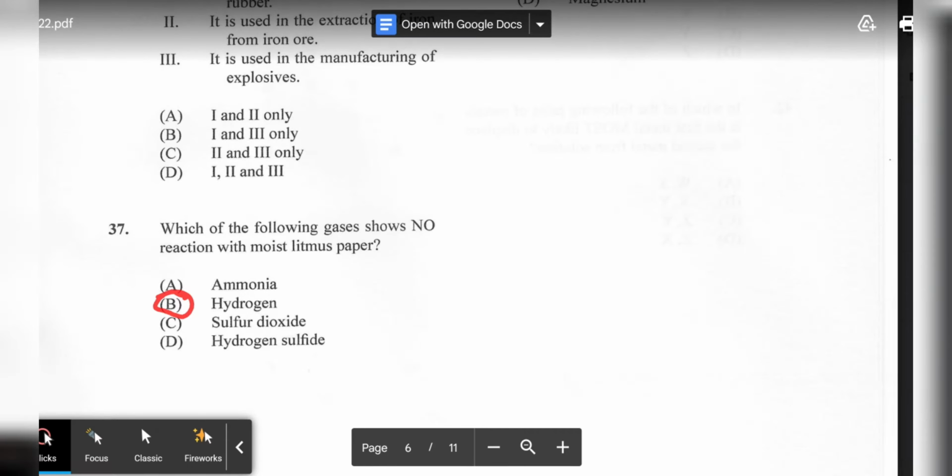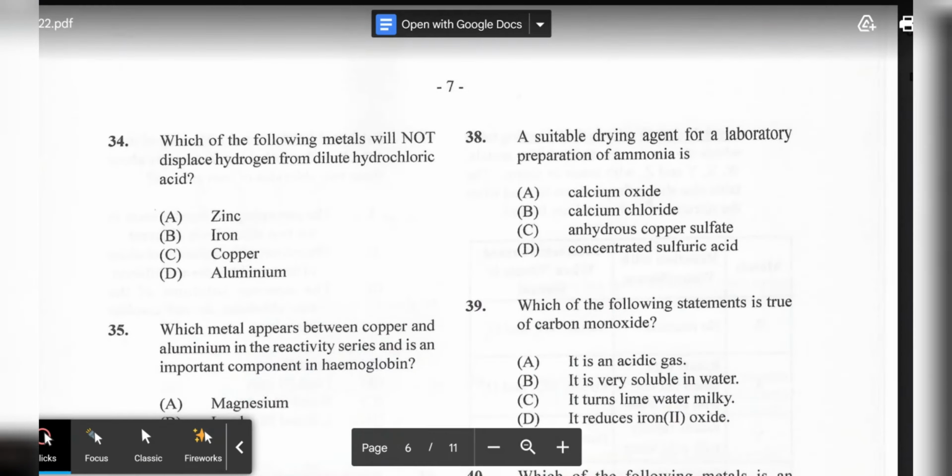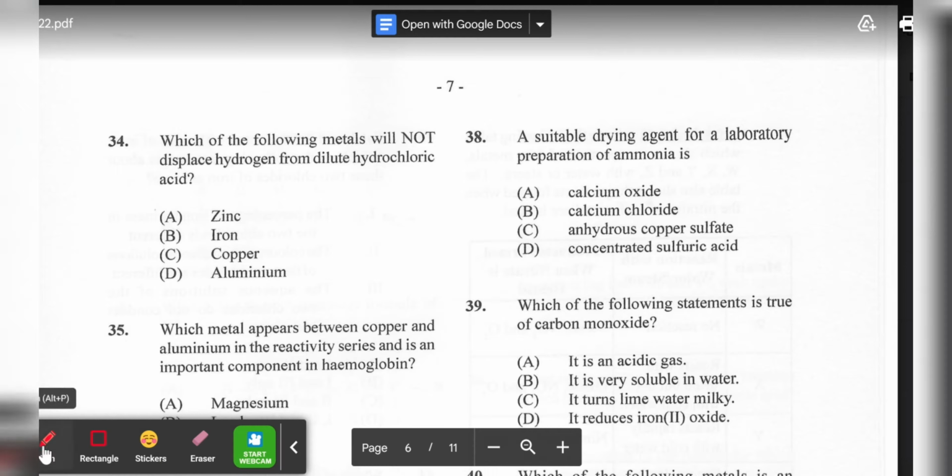38. A suitable drying agent for a laboratory preparation of ammonia is... When you're thinking of a drying agent, you're thinking of something that's not going to react with the gas that you're trying to make or interact with it in some way. In this case, the best species to use is calcium oxide. It will not interact with the ammonia in any way.